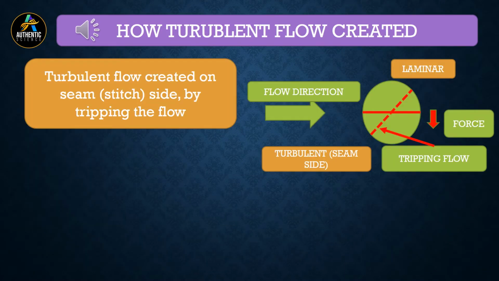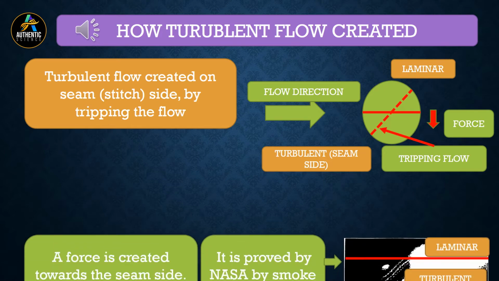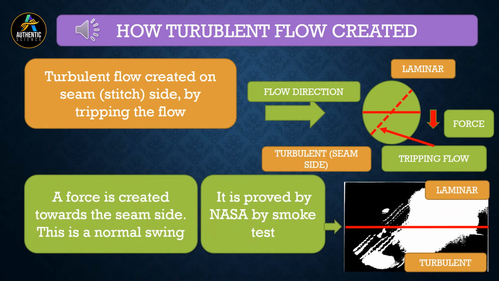How is turbulent flow created? For every cricket ball, there is a stitch or seam over it. The turbulent flow is created on the seam or stitch side by tripping the laminar flow. Thus, a force is created towards the seam side. This will help the ball deflect towards the turbulent side. This is a normal swing.